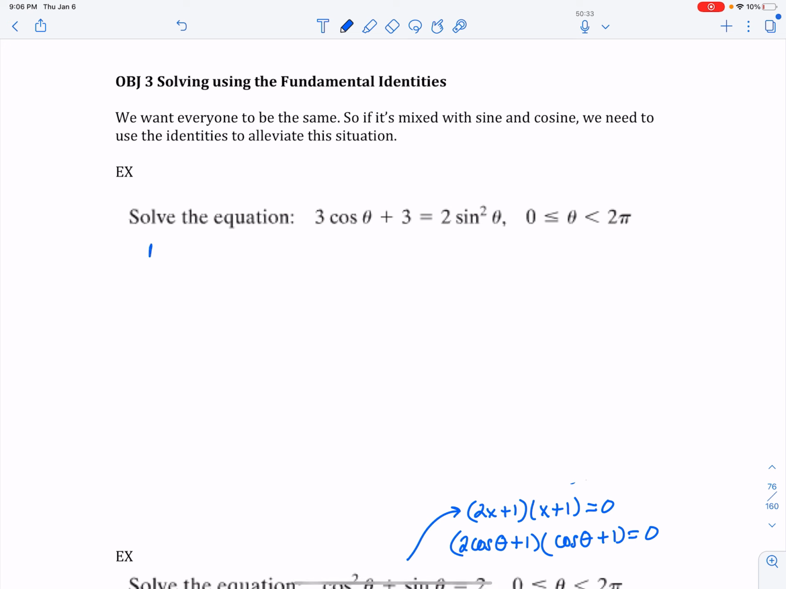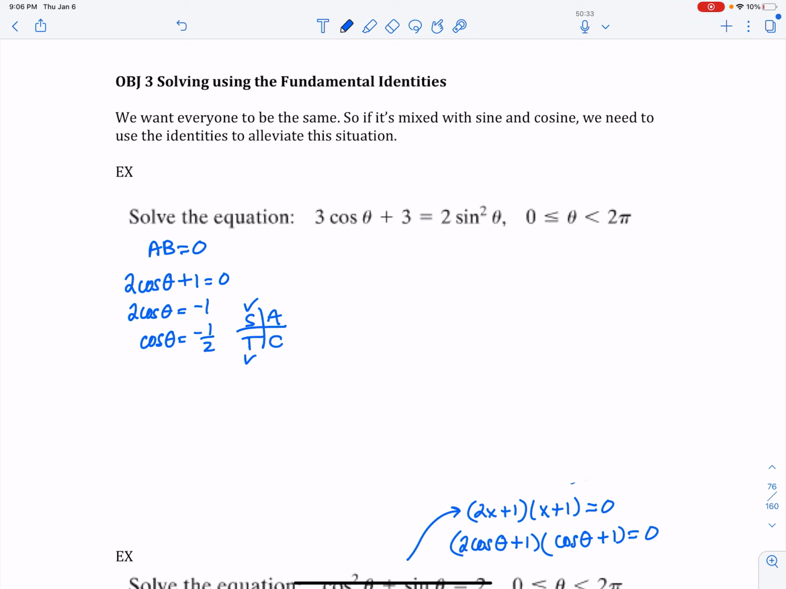So I'm in the process of solving this. I'm going to use the zero property. So my a value is going to be 2 cosine theta plus 1 equals 0. So I have 2 cosine theta equals negative 1. Cosine theta equals negative 1/2. Cosine is negative in quadrants 2 and 3.